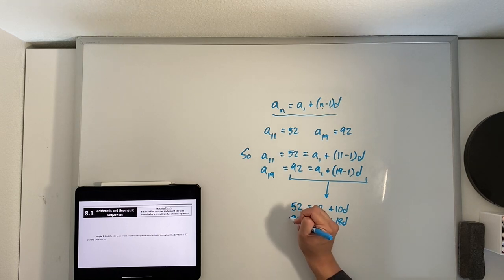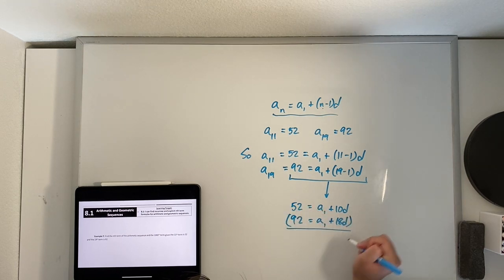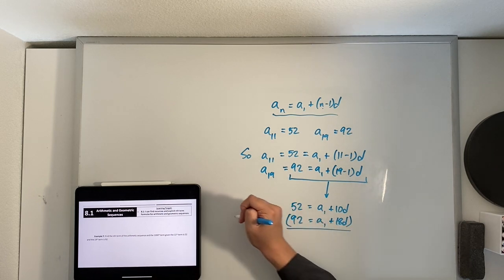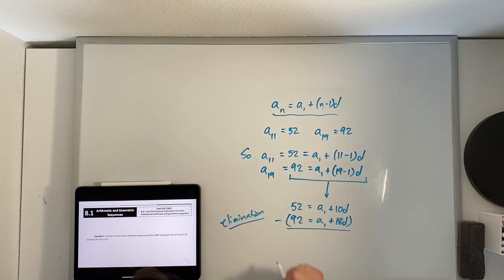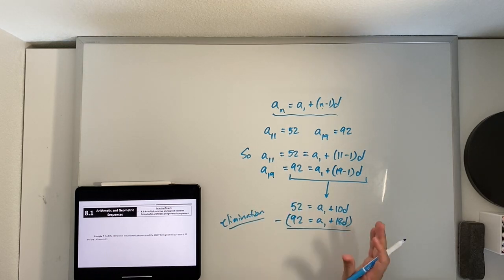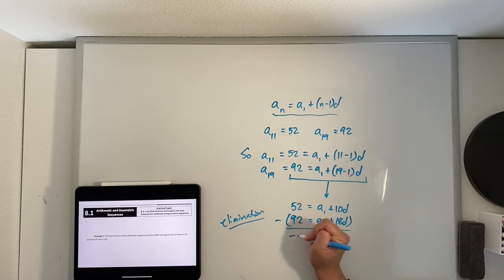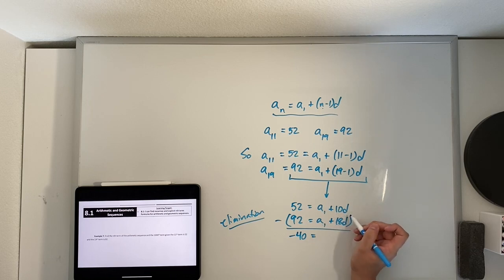I'm going to use a little process you've learned in the past called elimination. You can also use substitution if you wish, but the way I've written it, it's all nicely set up for elimination. I want to eliminate this A1 variable, so I'm going to subtract our second equation. 52 minus 92 is -40. A1 minus A1 is 0. 10d minus 18d is -8d. And now I can solve for d. So d equals 5.